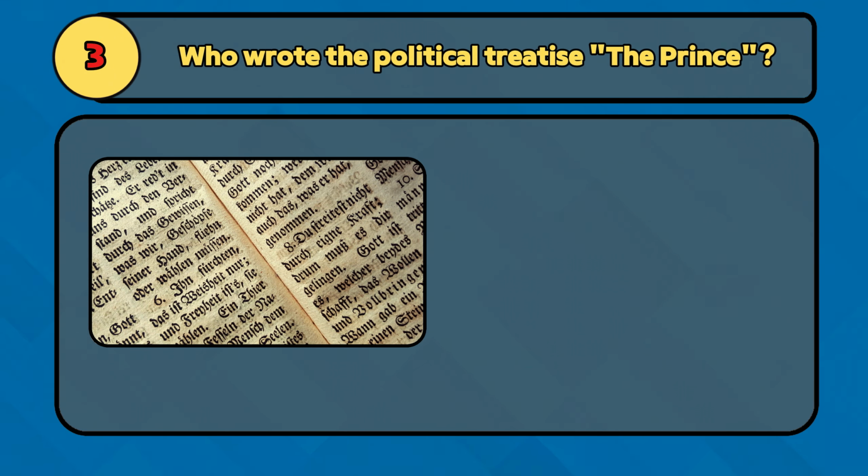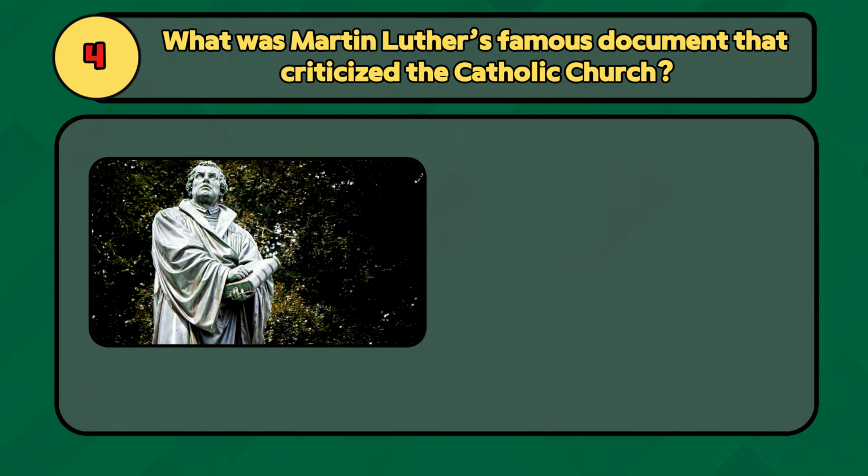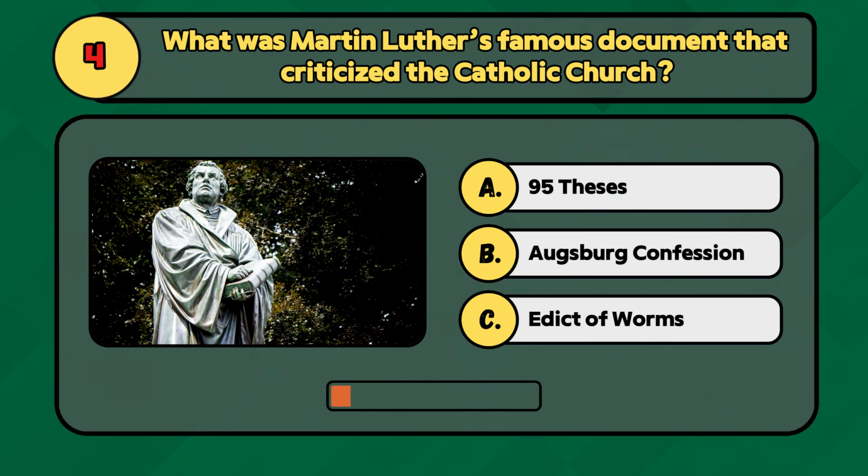Who wrote the political treatise, The Prince? The Prince was written by Niccolo Machiavelli. What was Martin Luther's famous document that criticized the Catholic Church? Martin Luther published his 95 Theses in 1517.